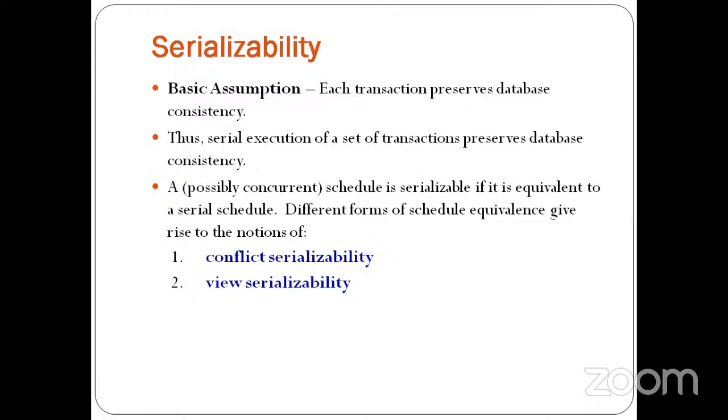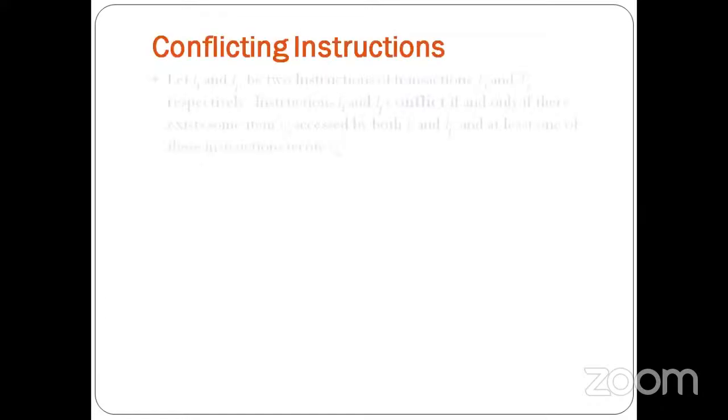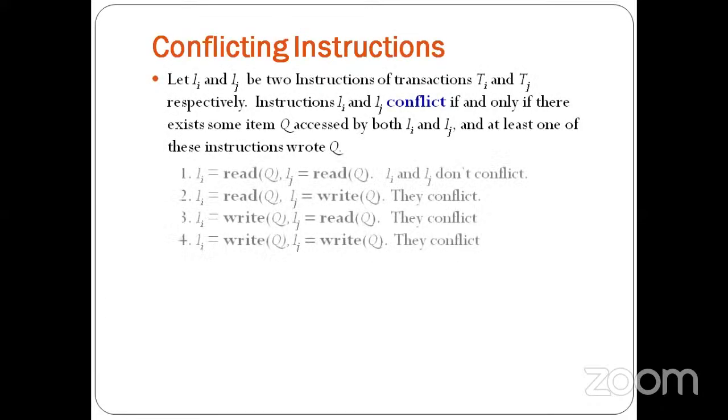So coming to non-serial schedule, what will happen in a non-serial schedule? Serializability is used to find whether a given schedule is serializable or not. Here two things will be there: conflict serializability and view serializability. So let us see what is meant by the first one, conflict serializability.